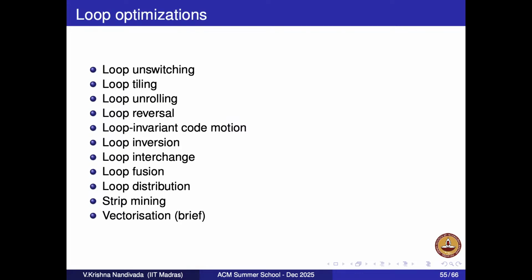Okay. So this is some set of loop optimizations we looked at. Unswitching we looked at, tiling we did, unrolling we did, reversal we did, loop invariant code motion, loop inversion, loop interchange, loop fusion, loop distribution, strip mining, vectorization. Right? What I plan to do now is, we have been talking about, hey, there is a dependence. We'll try to see how we define these dependencies, how we will get some names, some nomenclature, and some procedures on how to compute these dependencies. Again, I'll keep it brief though, but yes, that's what we'll do.